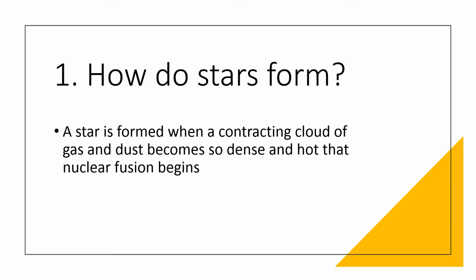Okay, the first big topic in this section is the birth of stars. How do they form? Where do they come from? Well, stars form when a contracting cloud of gas and dust becomes so dense and so hot that nuclear fusion begins. These clouds are known as nebula, and the text says it's a large cloud of gas that's spread out over a large volume of space. So it's a lot of gas in a big area.